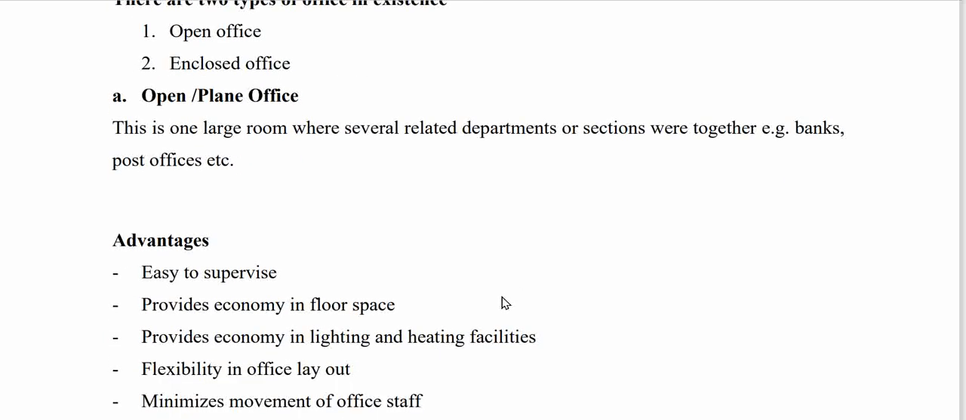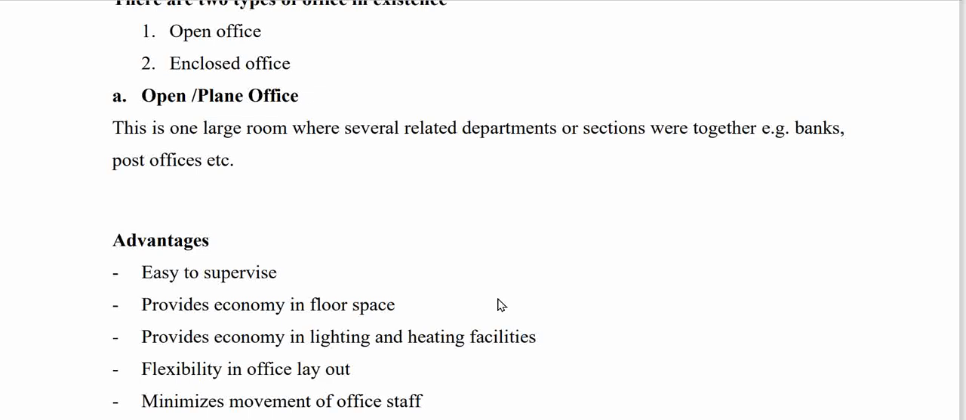So, looking at this one by one, an open office or plain office is a large room where several related departments or staff or sections sit together. For example, banks, post offices. So these people do not have partitions. They sit together in one big, large room. So what are the advantages of operating in such an office?